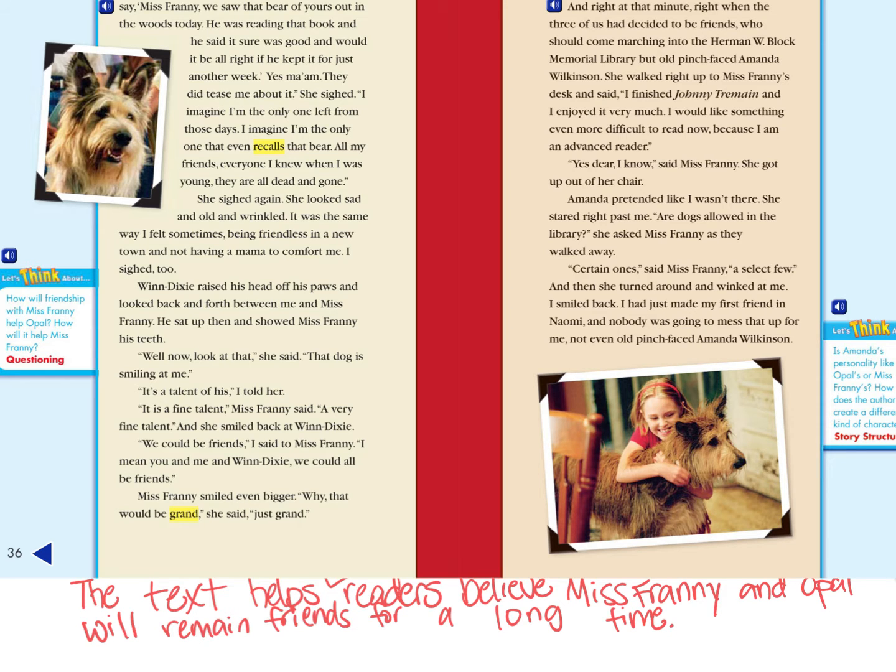So this clue tells me that she not only is agreeing to be friends, but she really needs Opal to be her friend because maybe, just maybe, she's just as lonely as Opal.